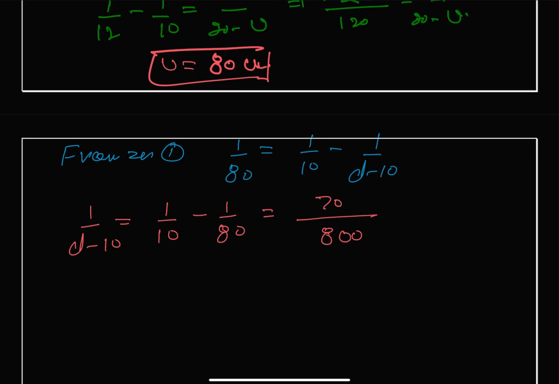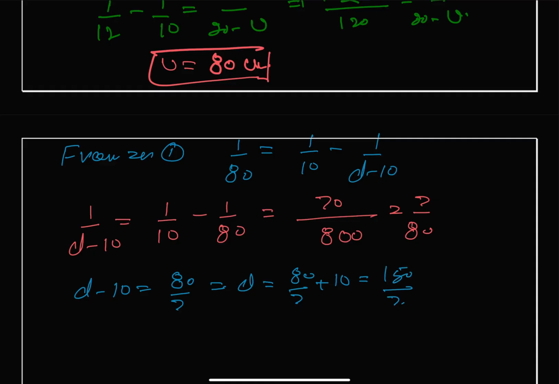So we can write this as 7 upon 80, and we can write d minus 10 will be equal to 80 upon 7. So therefore d will be equal to 80 upon 7 plus 10 rather, and this comes as 70 plus 80, which is 150 upon 7, and this is equal to n by 7, and your value of n will be equal to 150.